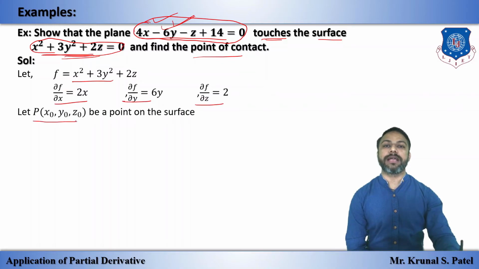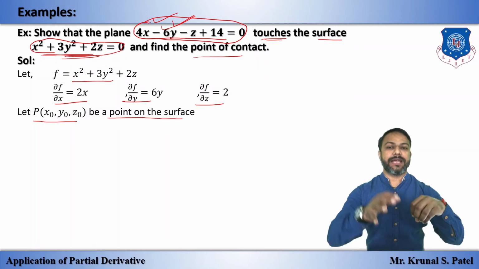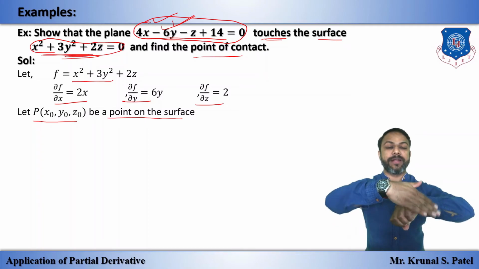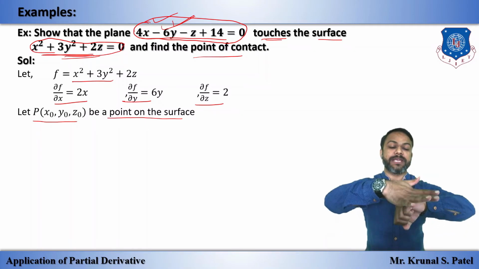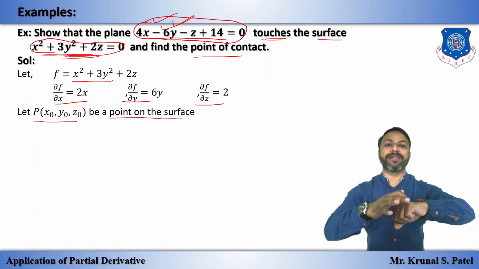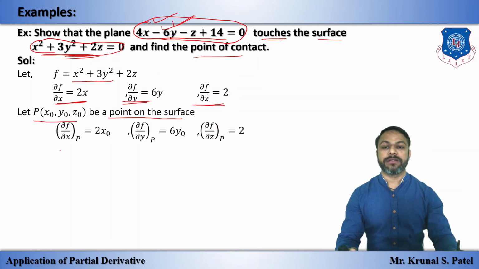Let P(x0, y0, z0) be any point on the surface, because we know that this surface and tangent plane are already given, but the plane touches at some unknown point, so we take this point P as x0, y0 and z0. So we can put it in these three derivatives. We have these three derivatives at point P. So x is x0, y is y0 and z is z0, but here 2 stays as it is.